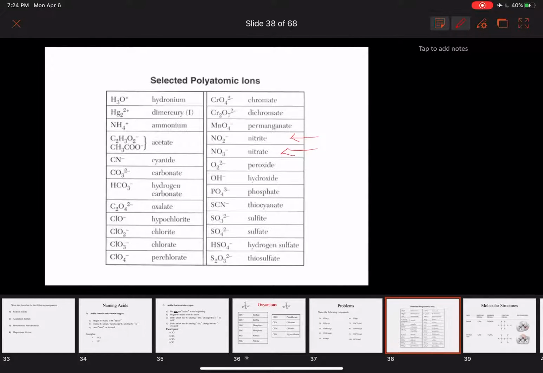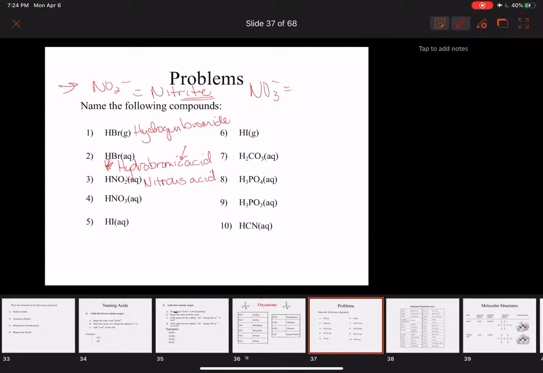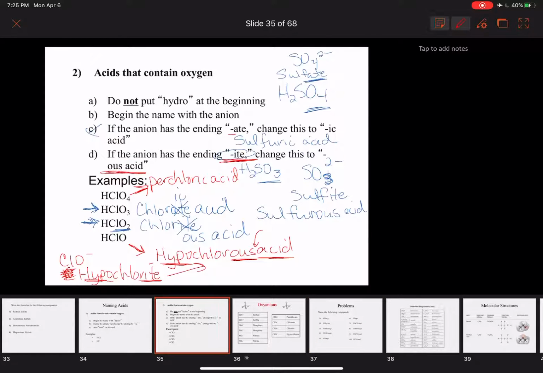Nitrate. That's right. Okay, so this one is nitrate. We have the ate ending for this anion. We have an acid that has oxygens, so we don't start the name with hydro. So this one is nitric acid, because if we have the ate ending, the rules say that we change it to ic acid for the acid form.